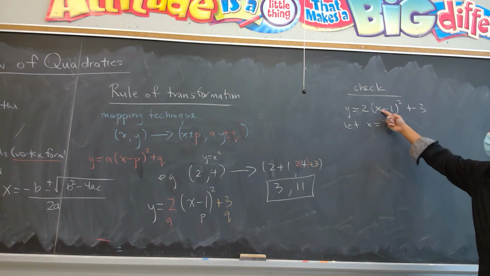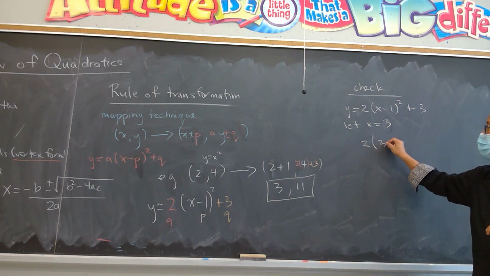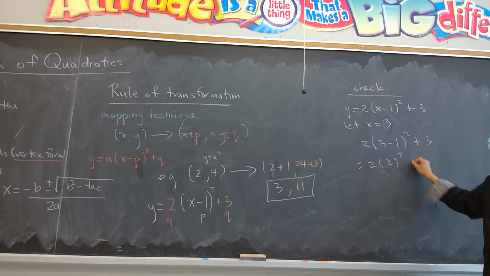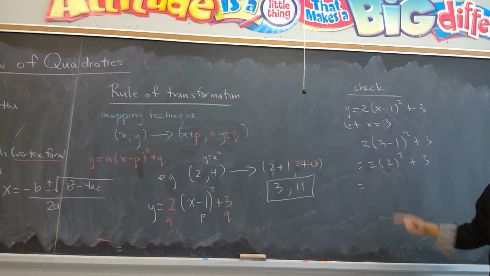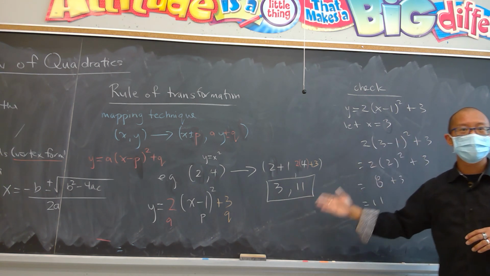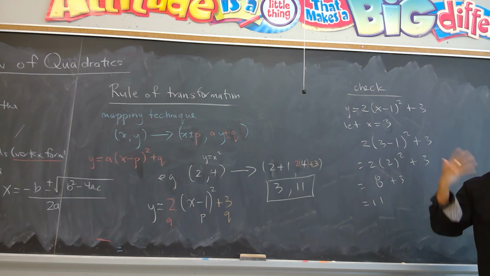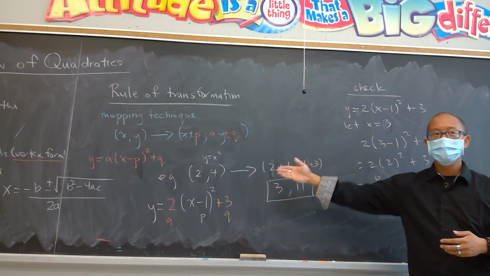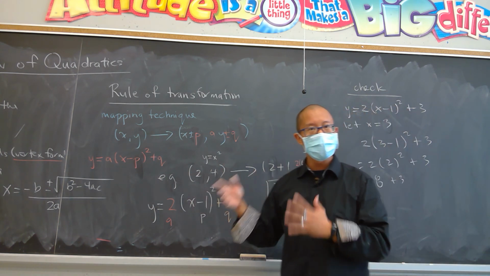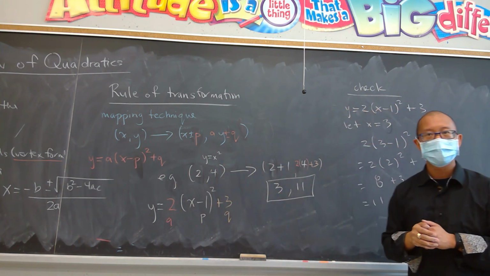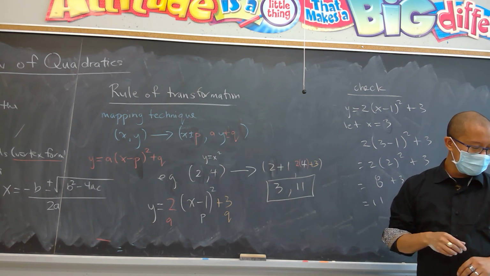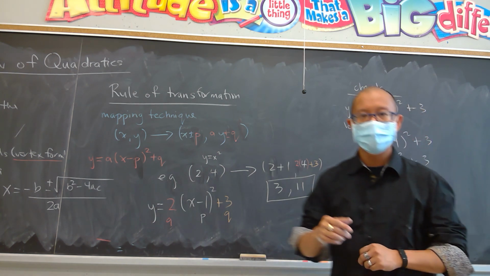When you plug this into this equation, 2 times (3 minus 1) squared plus 3, I get 2 squared plus 3. 2 squared is 4, times 2 is 8, plus 3 equals 11. So notice I didn't have to make an actual table of values. I just simply used the effects of A, P, and Q to find that new transformation. That's called the mapping technique, and you'll see when we actually do it. Okay, I'll just stop this video right here.